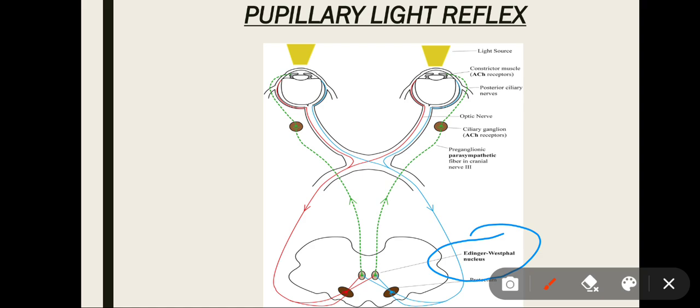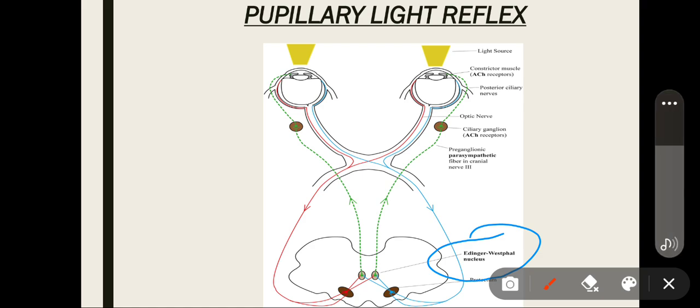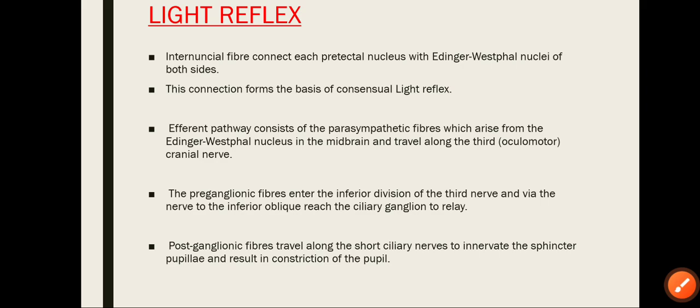The efferent pathway consists of parasympathetic fibers which arise from the Edinger-Westphal nucleus in the midbrain and travel along the third oculomotor cranial nerve. The preganglionic fibers enter the inferior division of the third nerve and via the nerve to the inferior oblique reach the ciliary ganglion to relay. The postganglionic fibers travel along the short ciliary nerves to innervate the sphincter pupillae and result in constriction of the pupil.